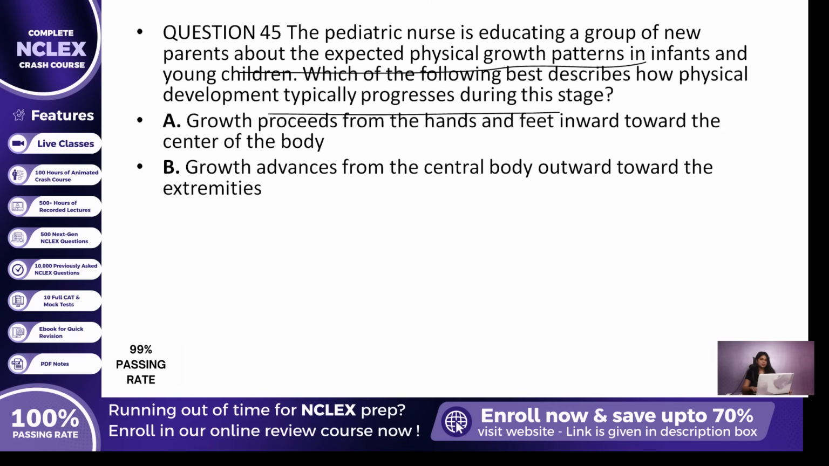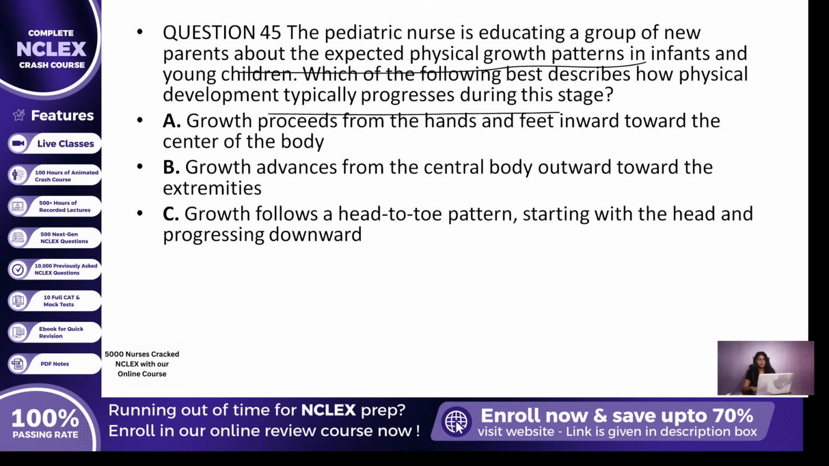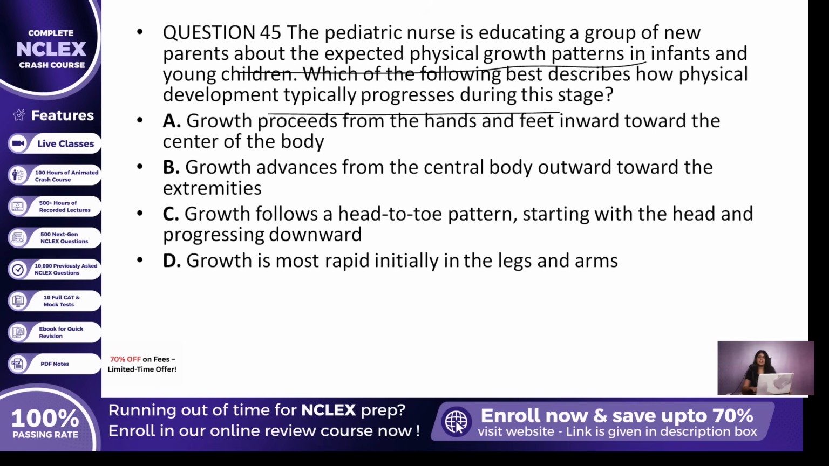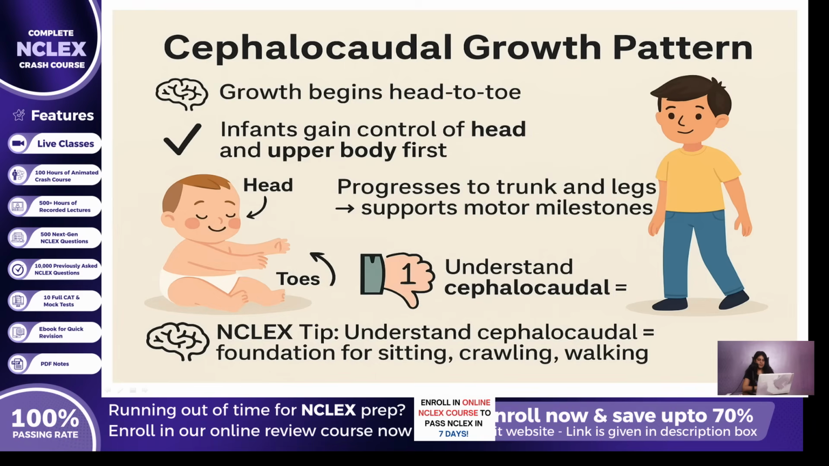Option C, growth follows a head-to-toe pattern, starting with the head and progressing downward. And Option D, growth is most rapid initially in the legs and arms. The correct answer is Option C, growth follows a head-to-toe pattern, starting with the head and progressing downward. This cephalocaudal pattern means infants gain control of the head and upper body before mastering the trunk and legs, forming the foundation for motor milestones like sitting and walking.